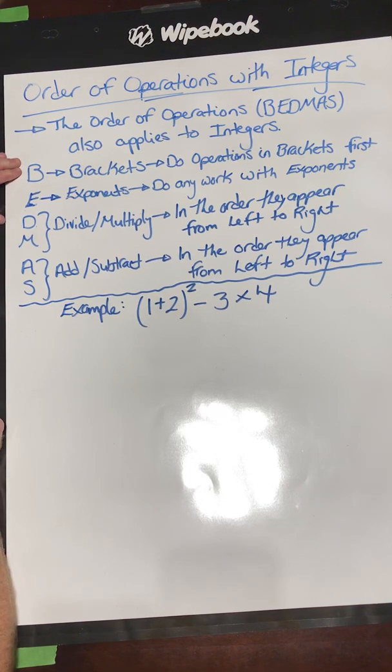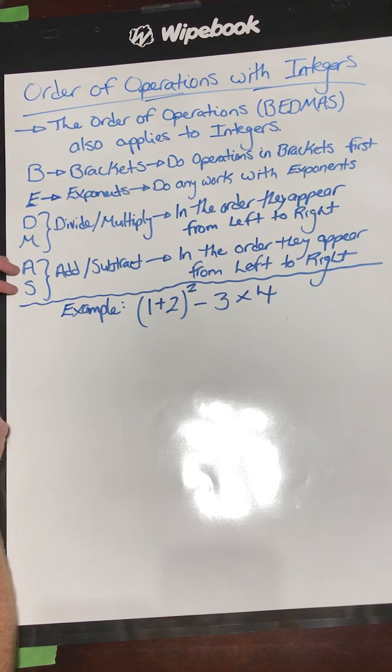B in BEDMAS, the brackets: do the operations in brackets first. E, exponents: do any work with exponents next. The D and the M are tied, so let's divide and multiply, and we do them in the order they appear from left to right. And again, the A and the S, add and subtract, are tied, and we do them in the order they appear from left to right as well.